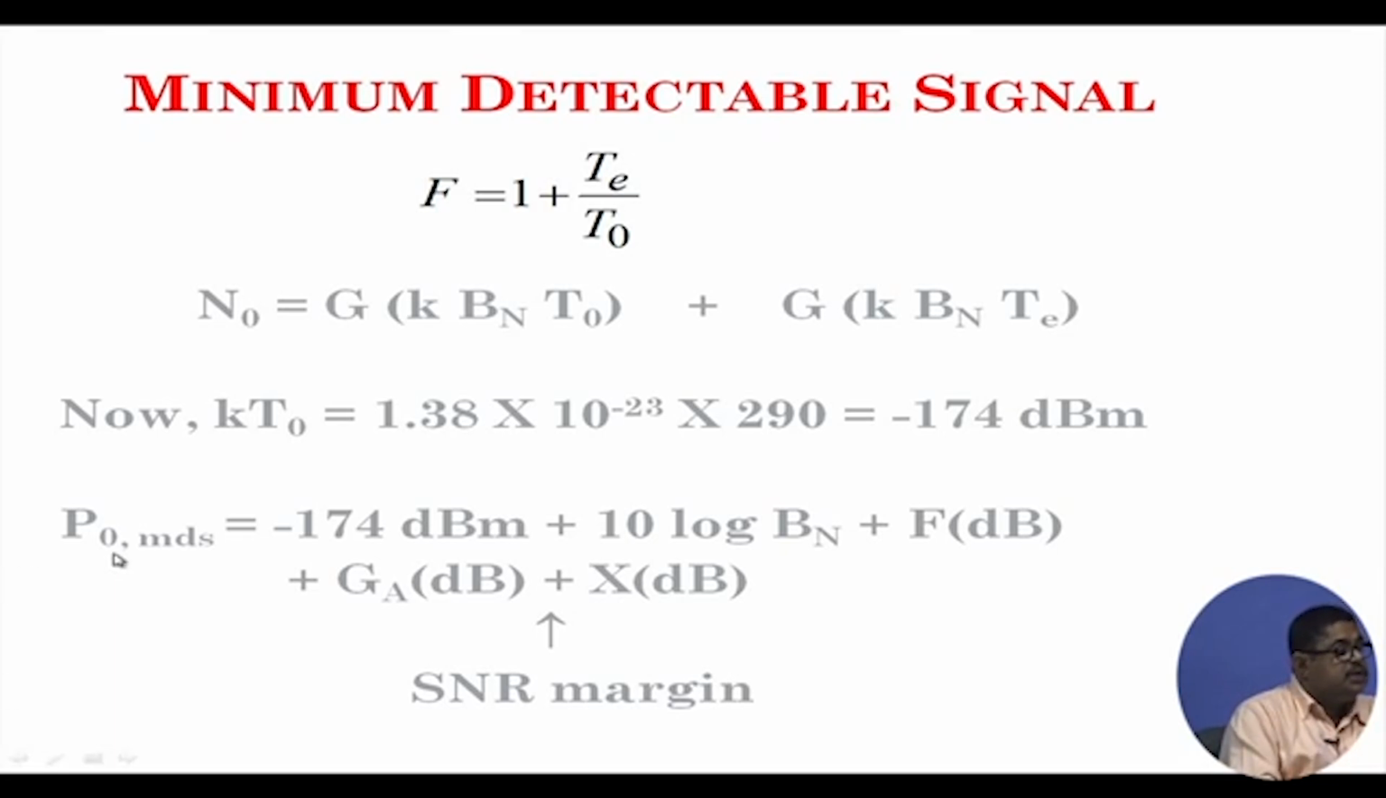What is this? This is the minimum detectable signal on the output side. So, it is always given by this. Knowing your amplifier's noise equivalent bandwidth, its noise figure, its gain, and that SNR margin you fixed, typically if nothing is fixed, you take it either 3 or 4 dB above the noise floor, you can find the PO MDS. Once you have that, then you can define the dynamic range.